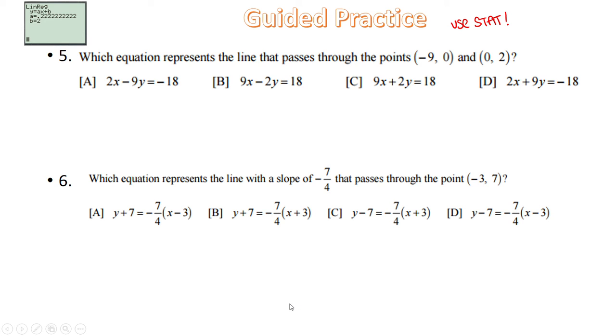But when we use our stat key and do stat calc 4, we're going to get the slope of 0.22222 repeating. A lot of 2's. Now here's something very careful. You can leave it in this format and you'll actually be fine.